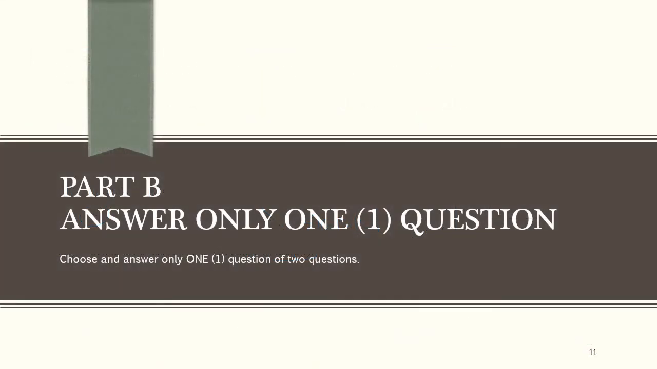Finish with part A, in which you need to answer all three questions. Move on to part B, in which you will be given two questions, question 4 and 5. You need to decide either to answer question 4 or question 5. Question 4 will be from chapter 3, Fourier transform, and question 5 from chapter 4, Laplace transform.